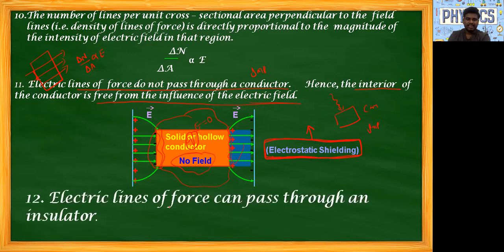Next, the electric lines of force can pass through an insulator. Here, remember, the electric lines of force can pass through an insulator. Take this insulator, the electric lines of force can pass. So this is all about our electric lines of force and their properties in detail.